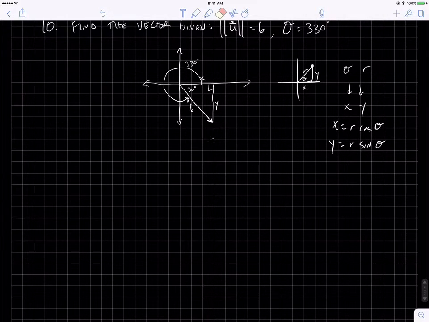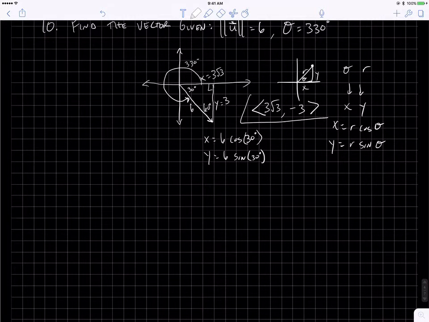I probably shouldn't erase that. I'll leave that up there for you. If you do notice that this is a 30, 60, 90, then it's much easier to do. I know the hypotenuse is 6, so the short leg is 3, and that means the long leg is 3 root 3, and that's the fastest way to get those components of the vector. So the vector would be 3 root 3, negative 3.